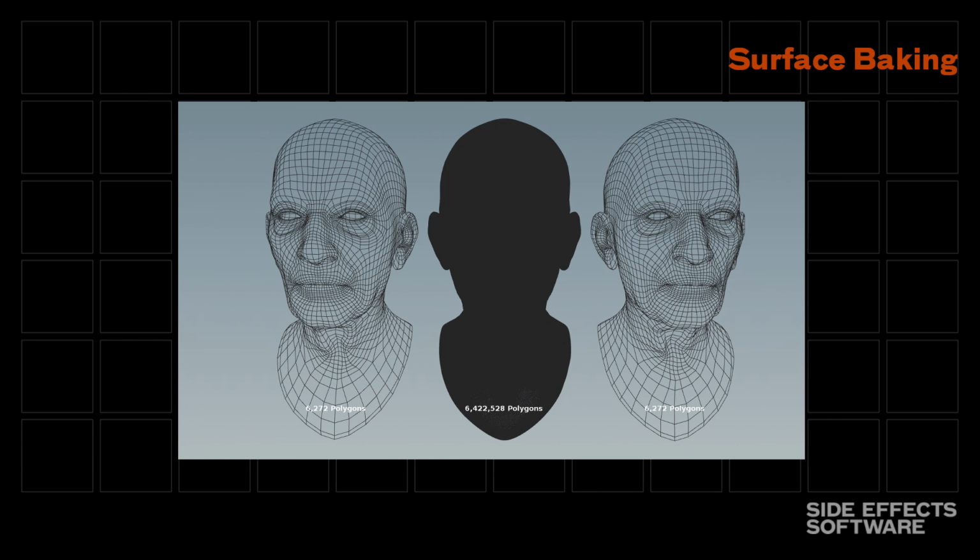What we're going to do is open up a scene that shows off the surface baking features. It's a fairly high-res scene. You can see here 6,272 polygons in the decimated mesh, and the high-res mesh, which came out of ZBrush, was 6,422,528 polygons. So I'm going to pop over to Houdini and show you what that looks like and how we interact with it.